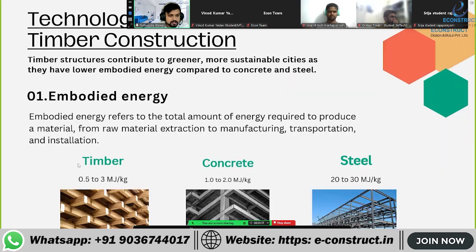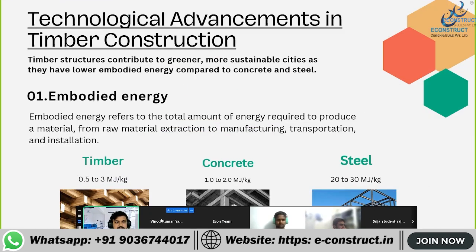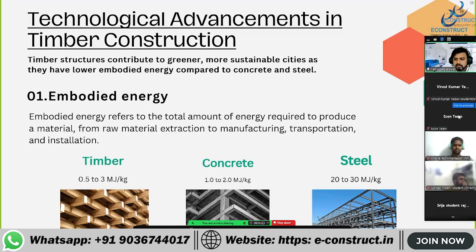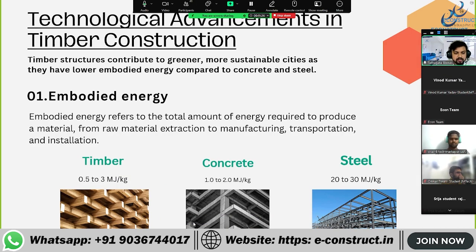Next is about the technology: technological advancement in timber structures. As you can see, there is a comparison between timber, concrete and steel. The per kg energy is also getting reduced. This J means joules. So 0.5 to 3 joules per kg is all that is required for timber structures, whereas it goes up to 30 joules per kg for steel. It's a huge change that you can see in front of you.